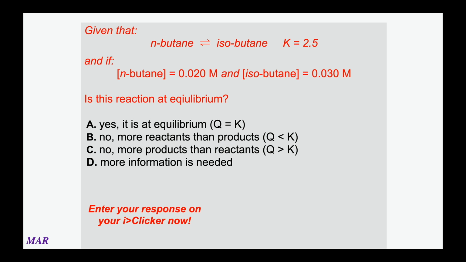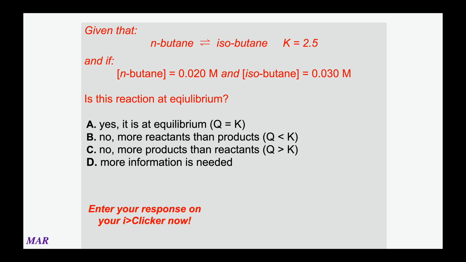Here's a reaction. N-butane to isobutane, again with K at 2.5. We have N-butane at 0.020 and isobutane at 0.030. Is the reaction at equilibrium? So the first thing you've got to do is figure out Q. Q is going to be isobutane divided by N-butane, and the concentrations we have, 0.030 divided by 0.020. In the calculator, mathematically, if you don't want to do it in your head, 0.03 divided by 0.02, that's like 3 halves. Q is going to be 1.5.